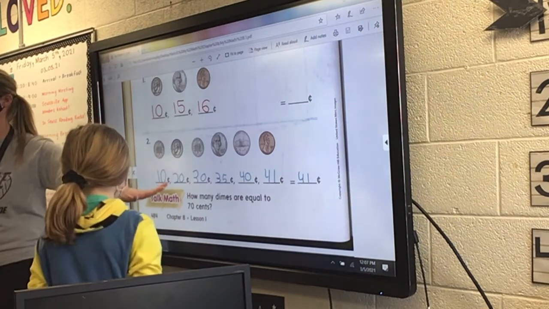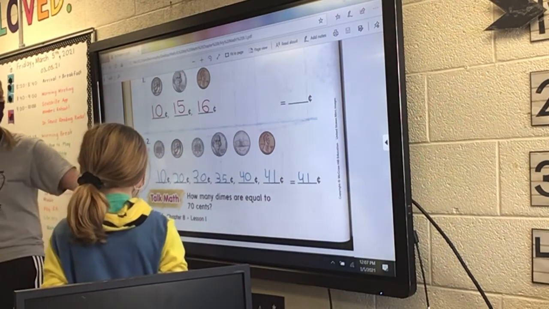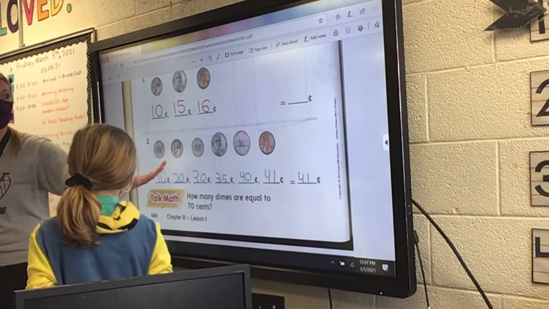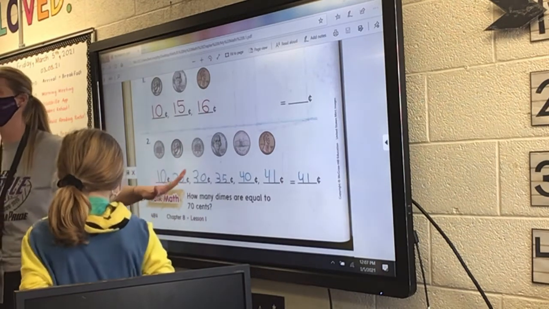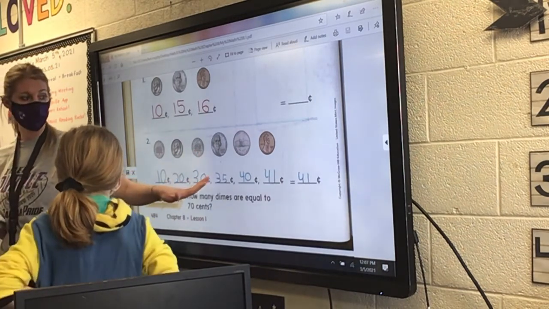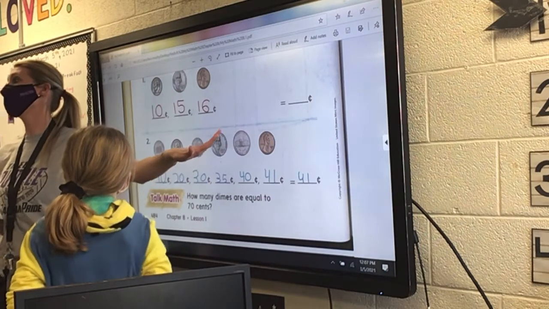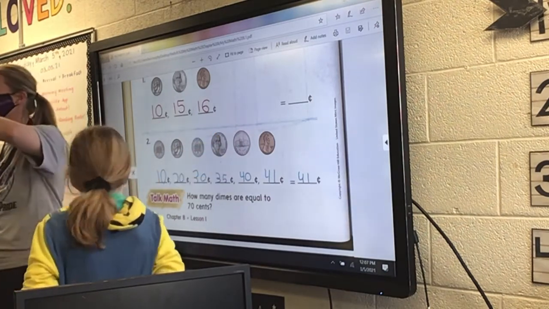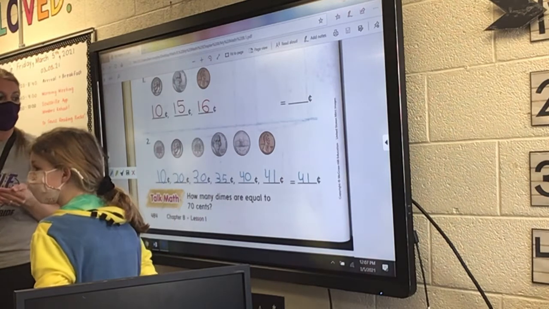She has 3 dimes, so she knew that was tens. 10, 20, 30. And then she has nickels. And then she added another 5, that is 35. And then another nickel would be another 5, which is 40. And then a 1, which would be 41.